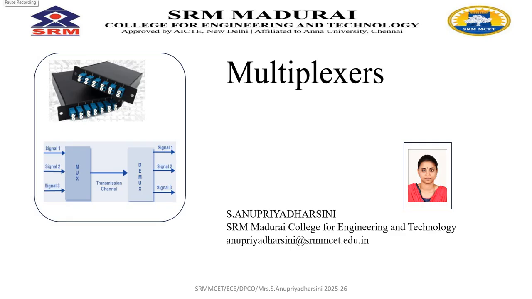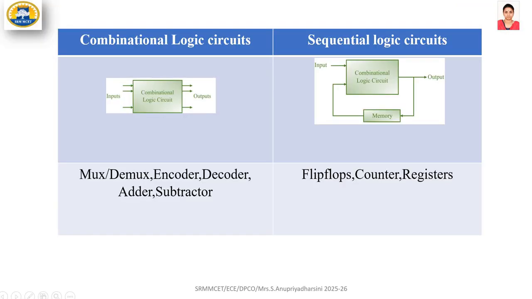So today we are going to see about multiplexers. Before that, we will see two different types of digital circuits. One is combinational logic circuits, the other one is sequential logic circuits. In combinational logic circuits, the outputs depend only upon the present inputs. It does not have a memory element. Whereas in sequential logic circuits, the output not only depends upon the present inputs but also upon the past states.